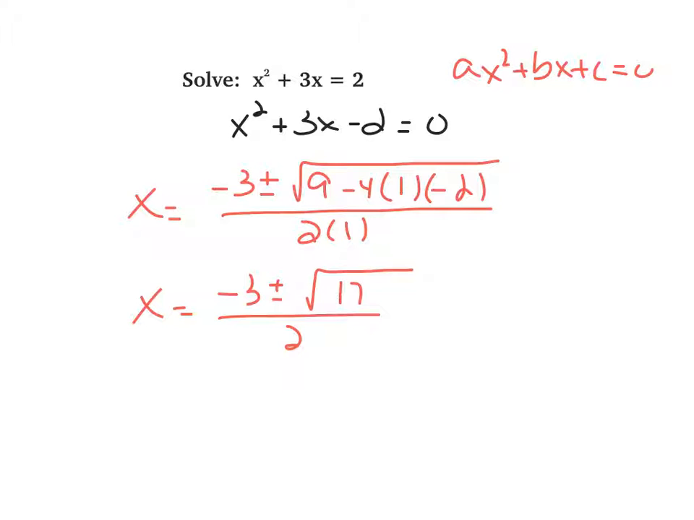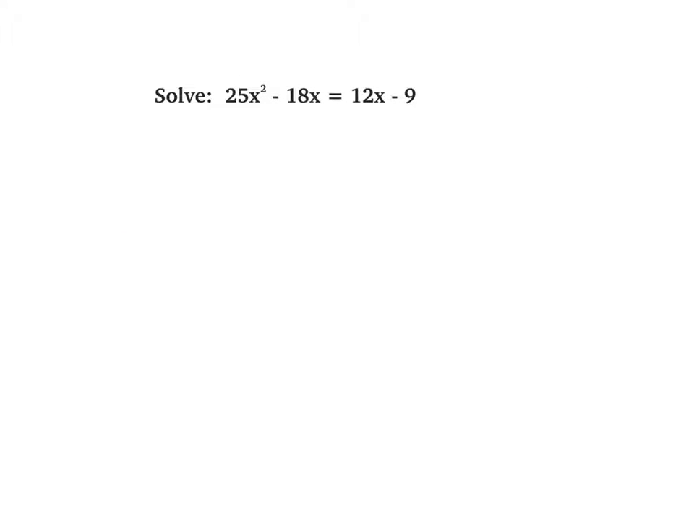I hope you see 2. One is 3 plus the square root of 17 over 2. The other is 3 minus the square root of 17 over 2. And those are your 2 solutions. You could estimate, round those off to a decimal, but these are the exact solutions. Let's try another one here. Again, don't start until you move everything over and have one side equal to 0.